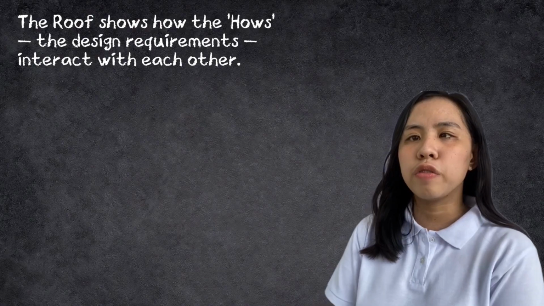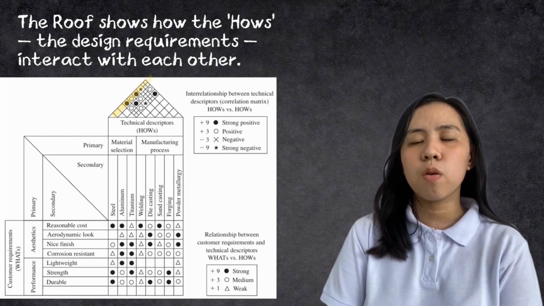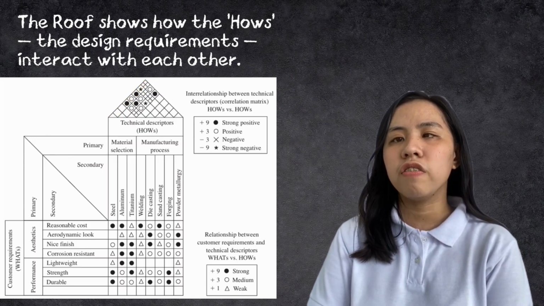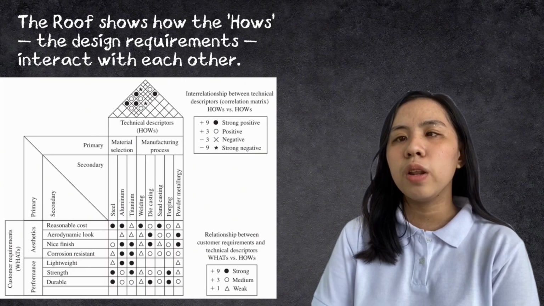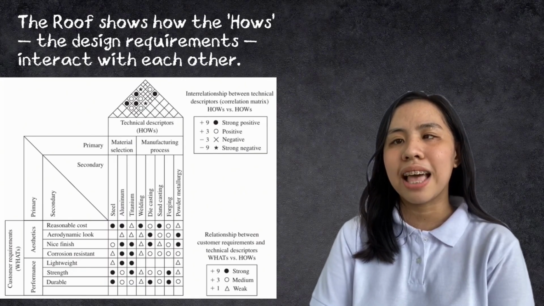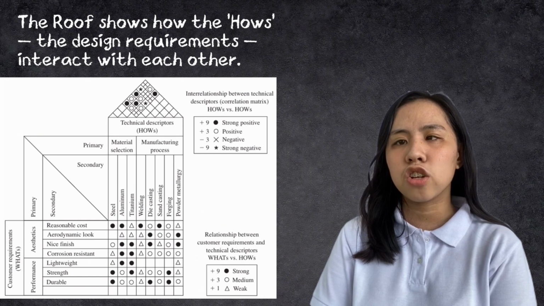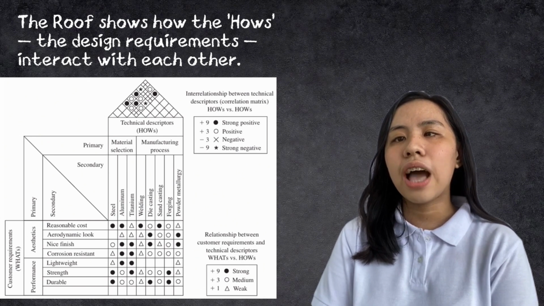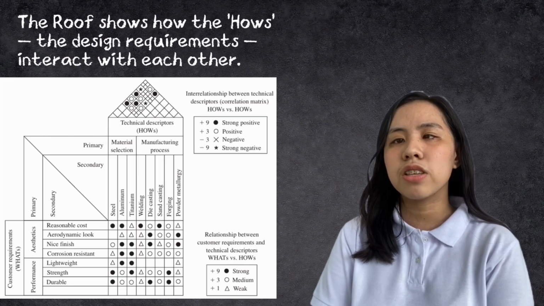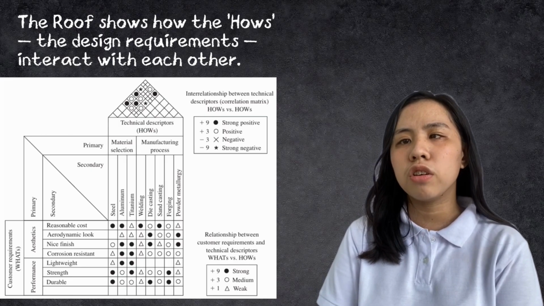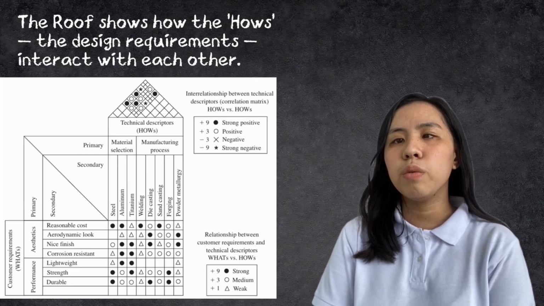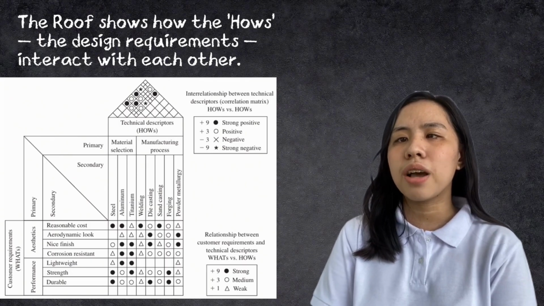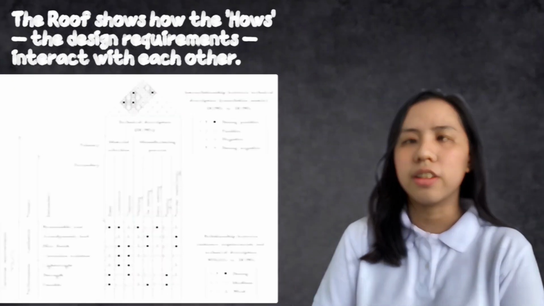Then we come to the roof. The roof shows how the HOWs, the design requirements, interact with each other. This matrix helps us understand potential conflicts or synergies. For example, if we look at the interaction between titanium and sand casting, it's a strong negative correlation because titanium cannot be sand cast. So we would rate that as -9. On the other hand, aluminum and die casting have a strong positive correlation since aluminum is often used with die casting. So we would rate that as +9. The roof ensures that the design features and processes we choose can work well together.